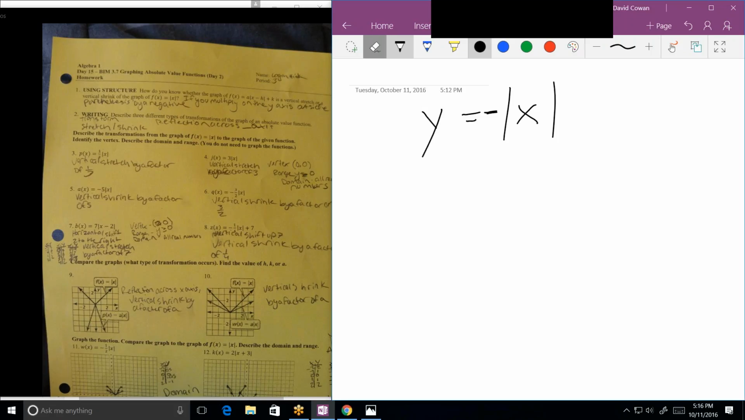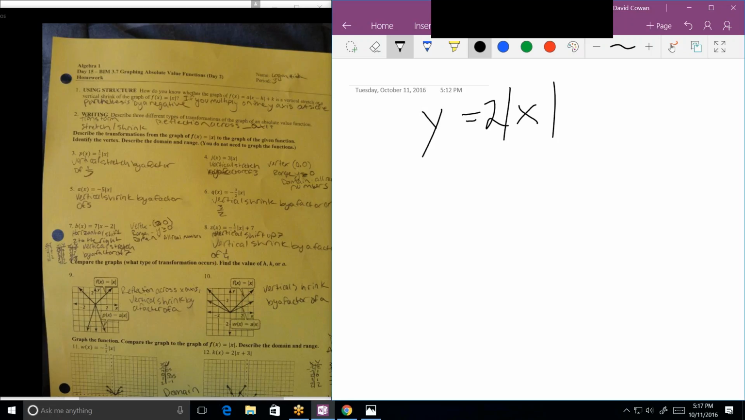Tell me some other stuff you could do. Let's not stop at 3. You could stretch or shrink it. How? And tell me vertically or horizontally, because those apply both ways. Vertically, that would be on the outside of the parentheses, and it would be multiplying. And it would be a number greater than what? A number greater than 1. Okay, so if I had a 2 in front of the absolute value, that would be a vertical stretch. Okay, so that's one other thing we could do. How would we do a vertical shift?